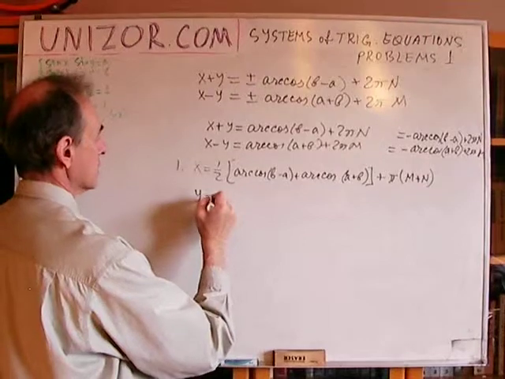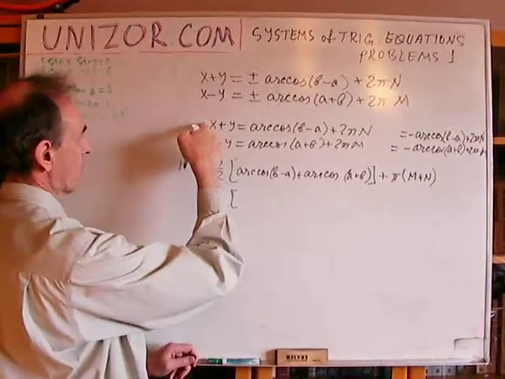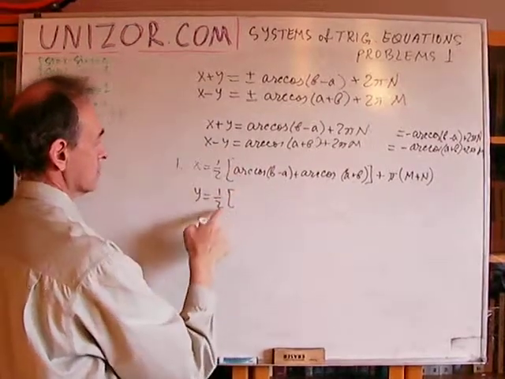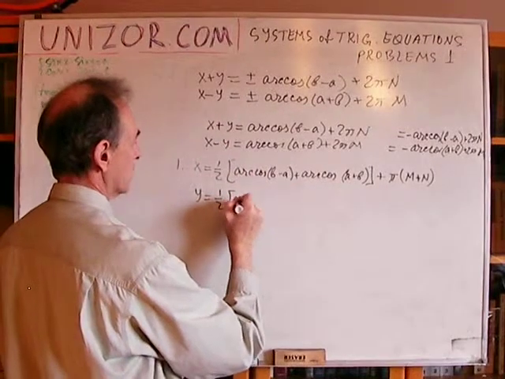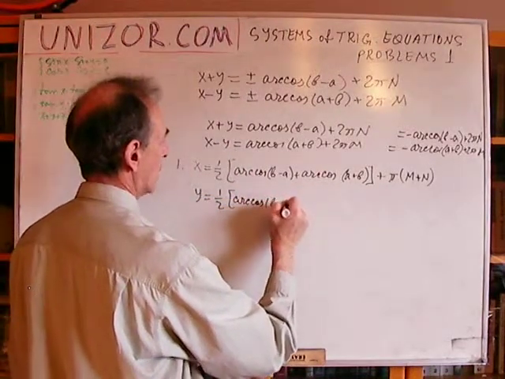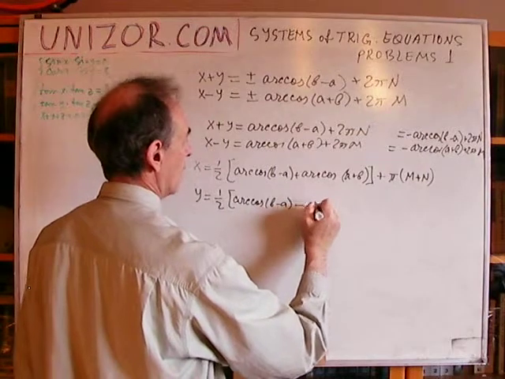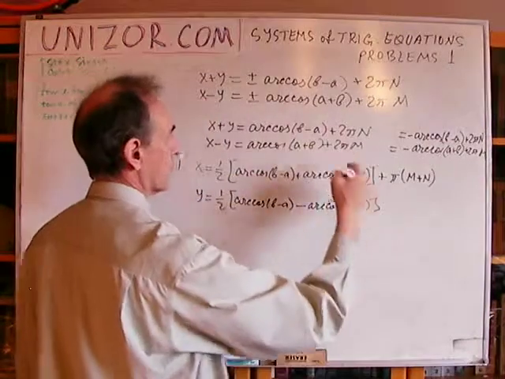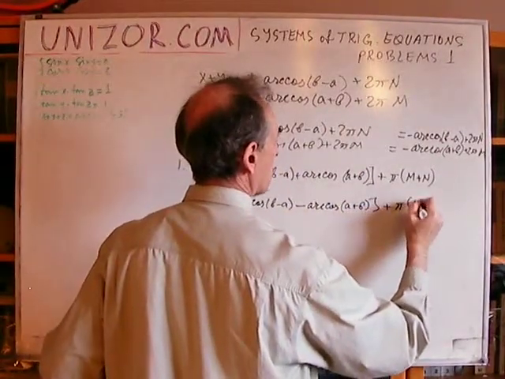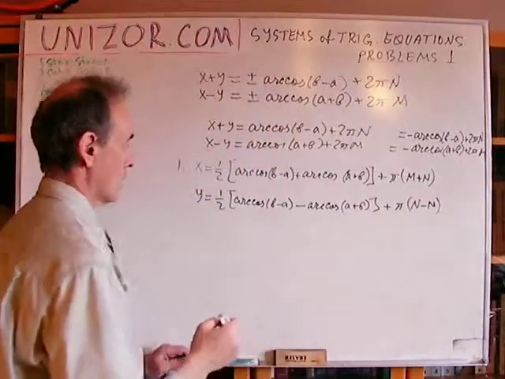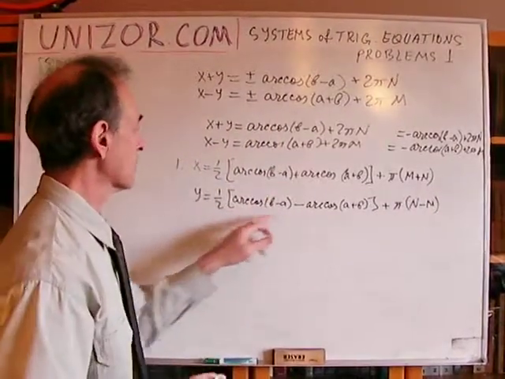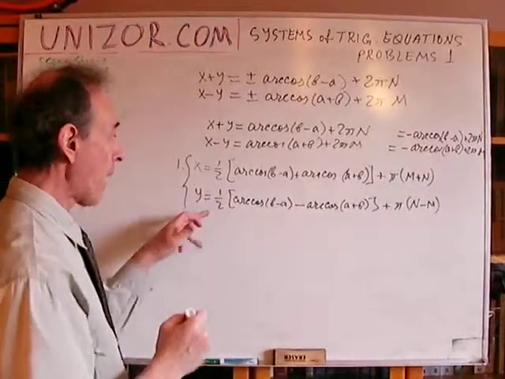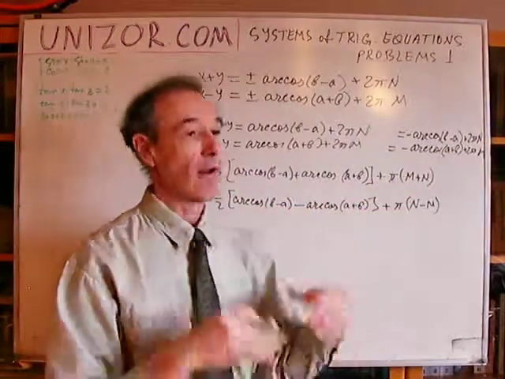And y is equal to 1/2. I have to subtract from this, I subtract this, so x and x will be reduced and will be 2y. So that's why 1/2 here. So it would be arc cosine b minus a minus arc cosine of a plus b. And from this, I will subtract, and it will be n minus m. So, b and a are constants, so there is no problem with this. Now, this is many pairs of solutions where m and n are any integer numbers.